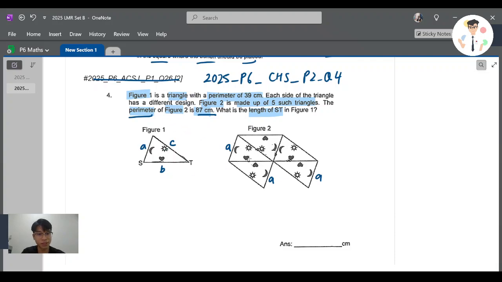So sun will be C. I'll put C here, C here, C here. And the heart shape, I'll put B. The heart shape here is B. Okay, perhaps what I'm looking for now, ST, is B.